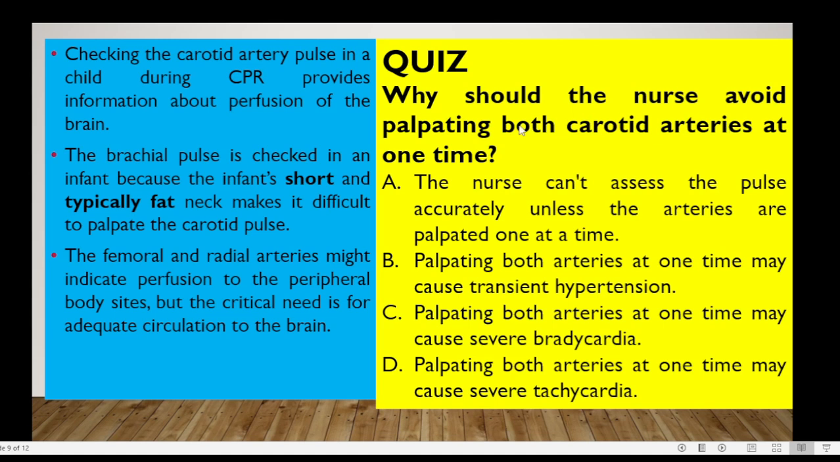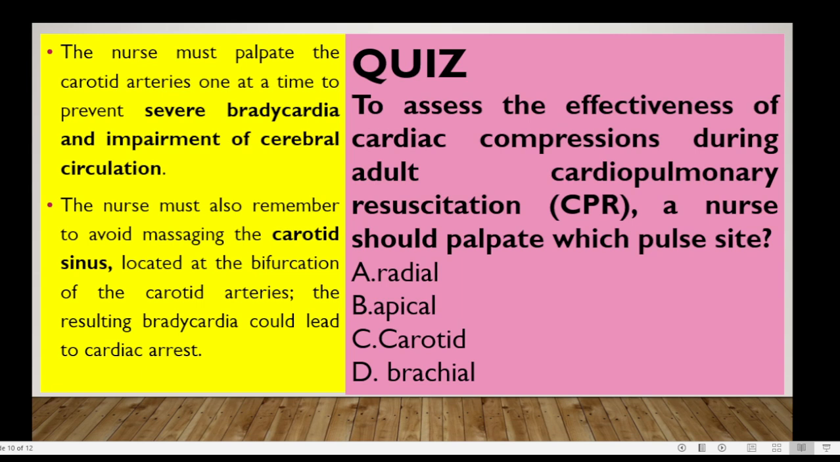Next is why should the nurse avoid palpating both carotid arteries at one time? Ladies and gentlemen, when you are doing the palpation, never palpate the 2 carotid arteries at a time. What is the main reason? Yes, correct. Palpating both arteries at one time may cause severe bradycardia. So the nurse must palpate the carotid arteries one at a time to prevent severe bradycardia and impairment of cerebral circulation. The nurse must also remember to avoid massaging the carotid sinus, which is usually located at the bifurcation of the carotid arteries, because this normally results in bradycardia and could lead to cardiac arrest.